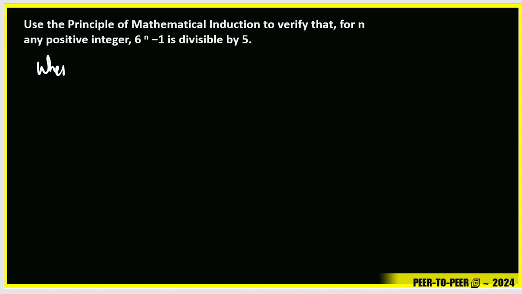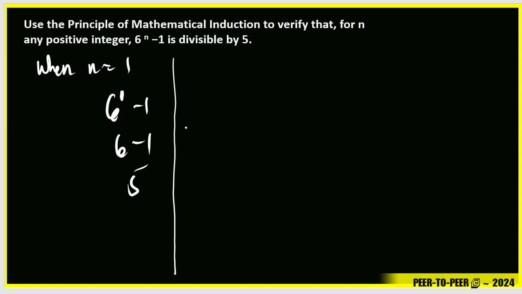When n is equal to 1, we'll have 6 raised to the power 1 minus 1, and that will give us 6 minus 1, and that is 5. So 5 is indeed divisible by 5. Then let's set our inductive hypothesis.